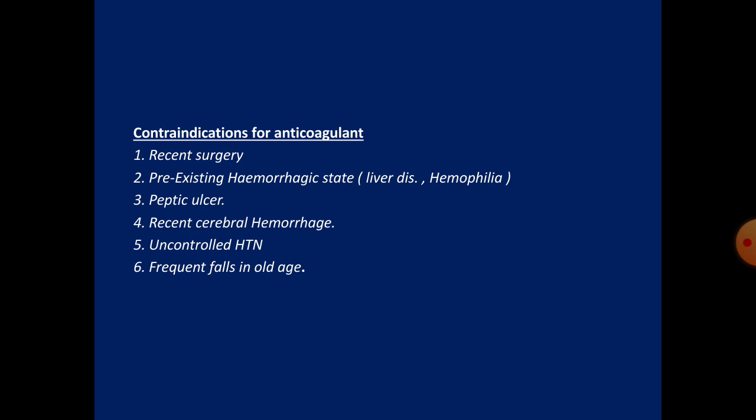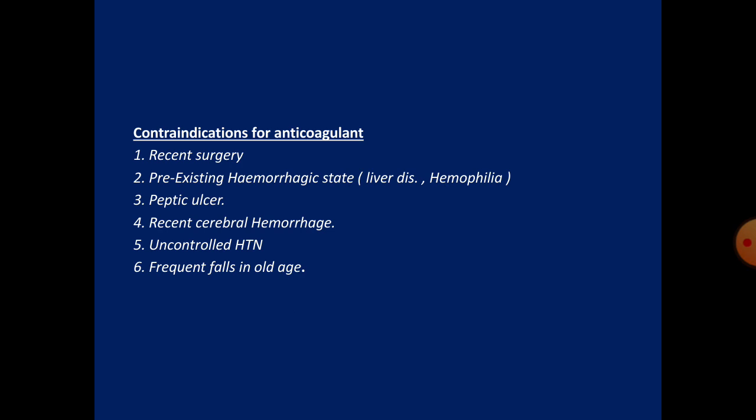So the contraindications to anticoagulants, where we should not use them. Sometimes it is relative, and sometimes it is an absolute contraindication to anticoagulation. A patient who has had recent surgery, or a pre-existing hemorrhagic state, especially within 6 weeks, or a patient with liver disease or hemophilia, is at high risk for a hemorrhagic state. So this may be a relative contraindication to using anticoagulants.